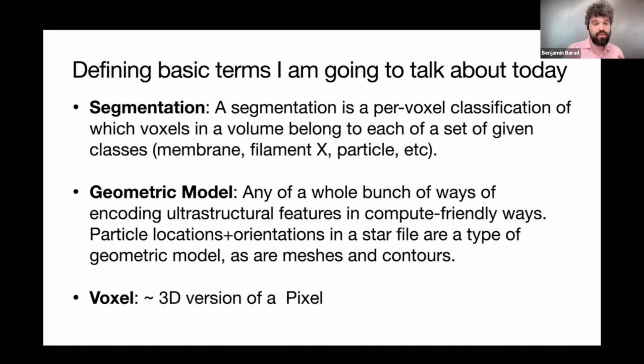I tend to think of the segmentation process much more generally, and I think about geometric models, which are all of these different possible ways of encoding ultrastructural features in compute-friendly ways. Segmentation is one. It doesn't really encode geometry, but it has information. I would also argue that particle locations and orientations in a star file are often considered a geometric model, because when you're doing visual proteomics, this molecular sociology idea, you use those particle locations and orientations to learn a lot about how proteins interact with each other. I might be interchangeable between voxel and pixel, but a voxel is the three-dimensional equivalent of a pixel for all intents and purposes.